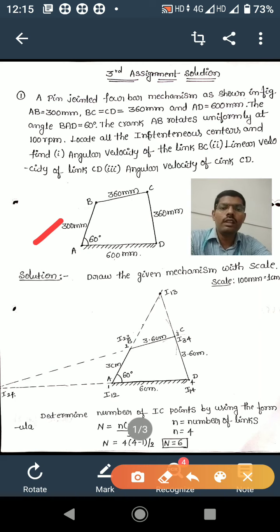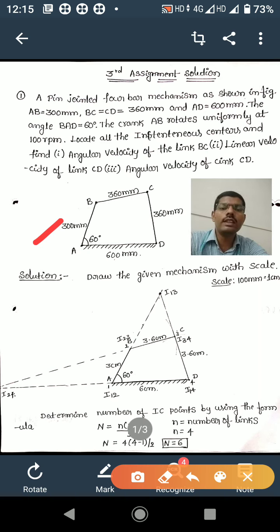Here, first you have to take a scale of 100 is equal to 1 centimeter. It means the given values are AB is 300, BC is 360, CD is 360 and AD is 600. If you convert that into 100 is equal to 1 centimeter, AD is equal to 6 centimeter, AB is equal to 3 centimeter, BC is equal to 3.6 and CD is equal to 3.6.